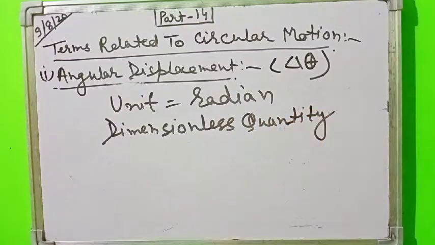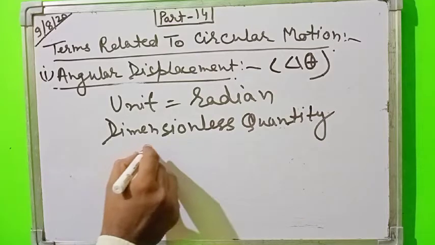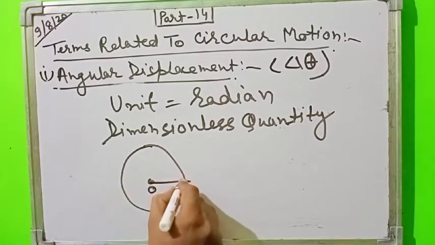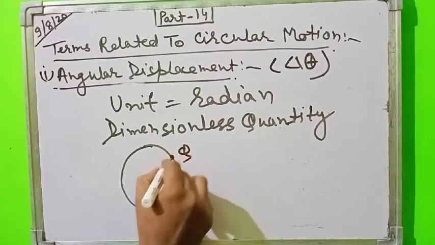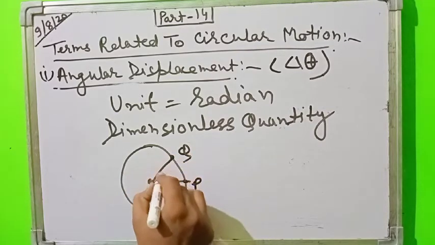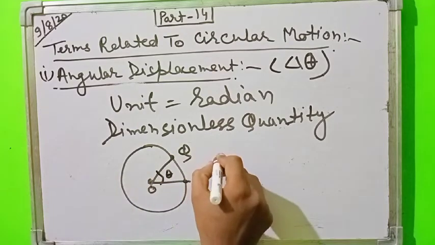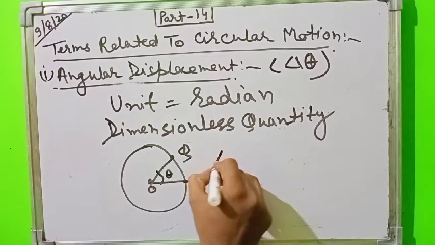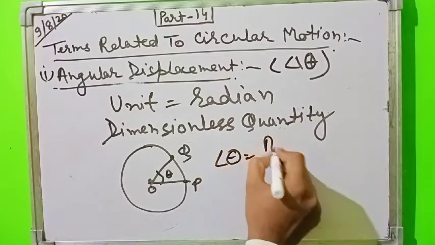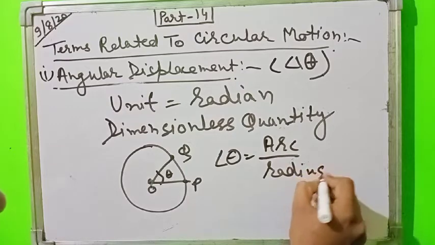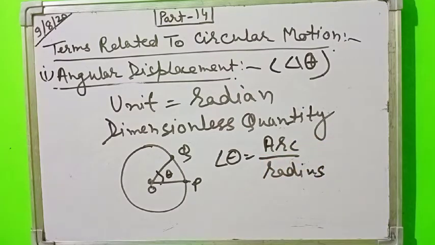Why is it a dimensionless quantity? Suppose an object is at point P, then point Q, and the object shifted to this position, making angle theta. Theta can be given as length of arc upon radius. Since it is the ratio of two lengths, it is a dimensionless quantity.